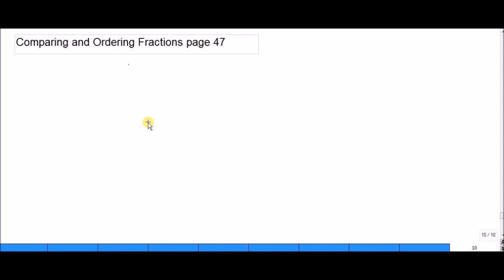So we turn to page 47 now, and we look at comparing and ordering fractions. We say which is larger. They have 3/4 and 9/16, and they have some steps when we are going to be comparing the fractions. If the denominators are different, then we need to write them with a common denominator, and then we compare the fractions.